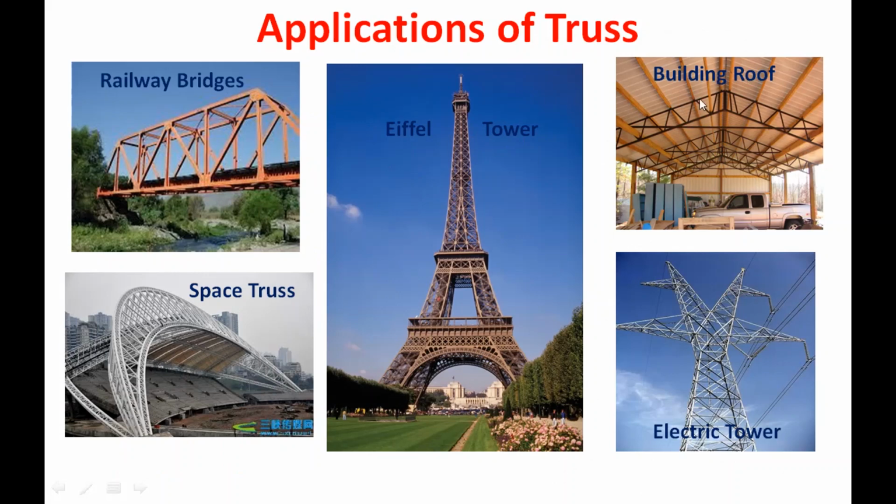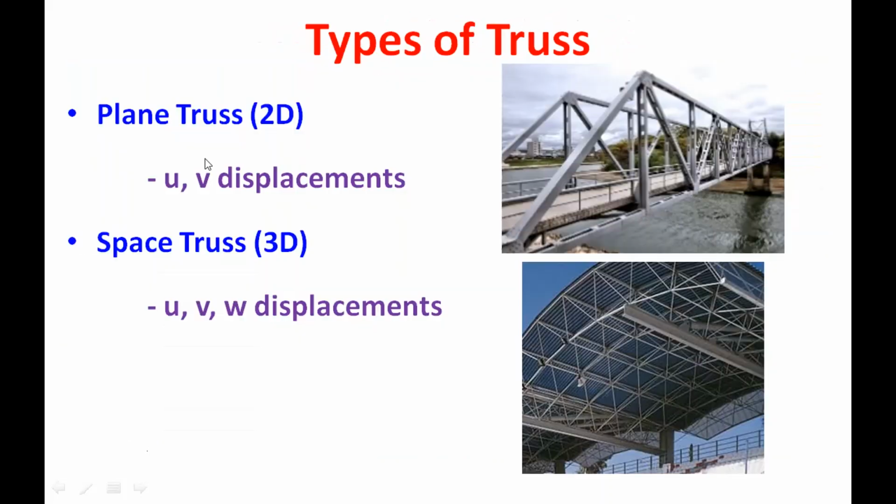Factories and shop floors have asbestos sheet as the roof, so for that they use the truss as the support member, and the electric tower as well. Here in the auditorium we will have this type of space truss. This is called a three-dimensional truss. And this railway bridge truss can be considered a two-dimensional truss, which we will see in the next slide.